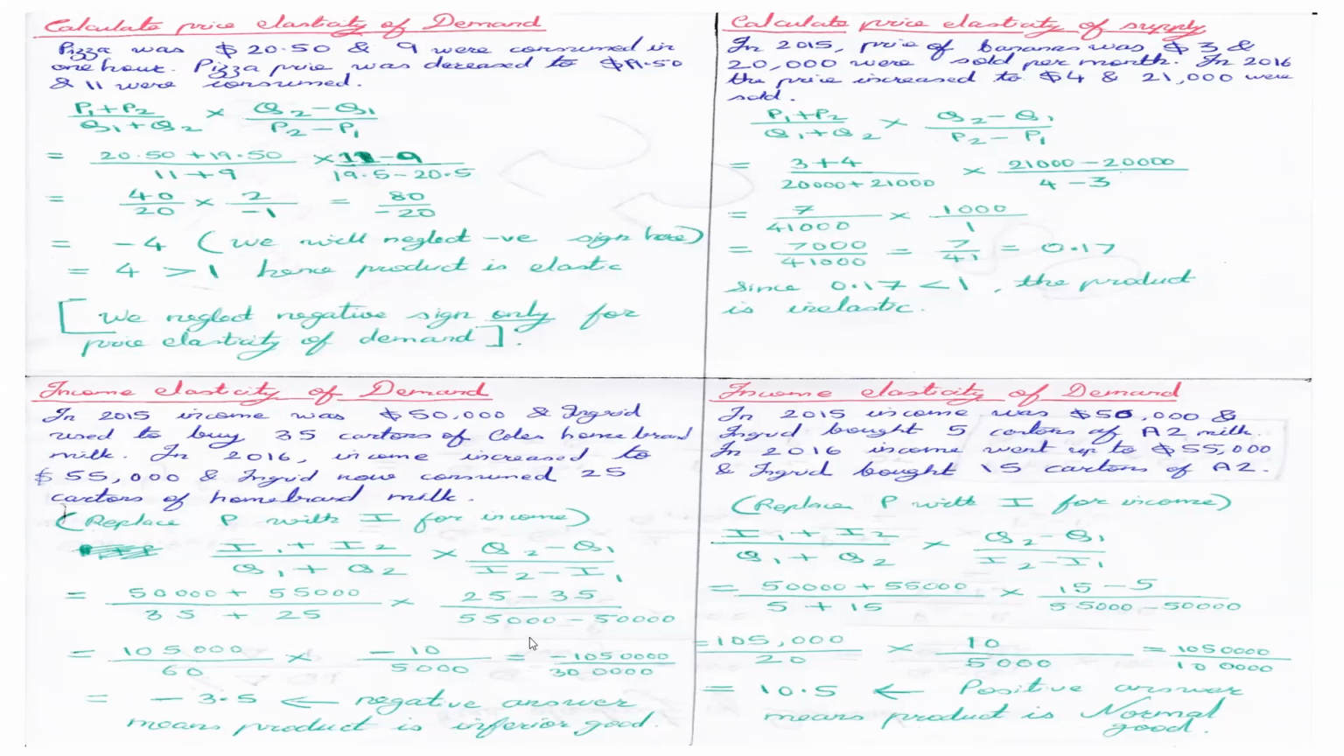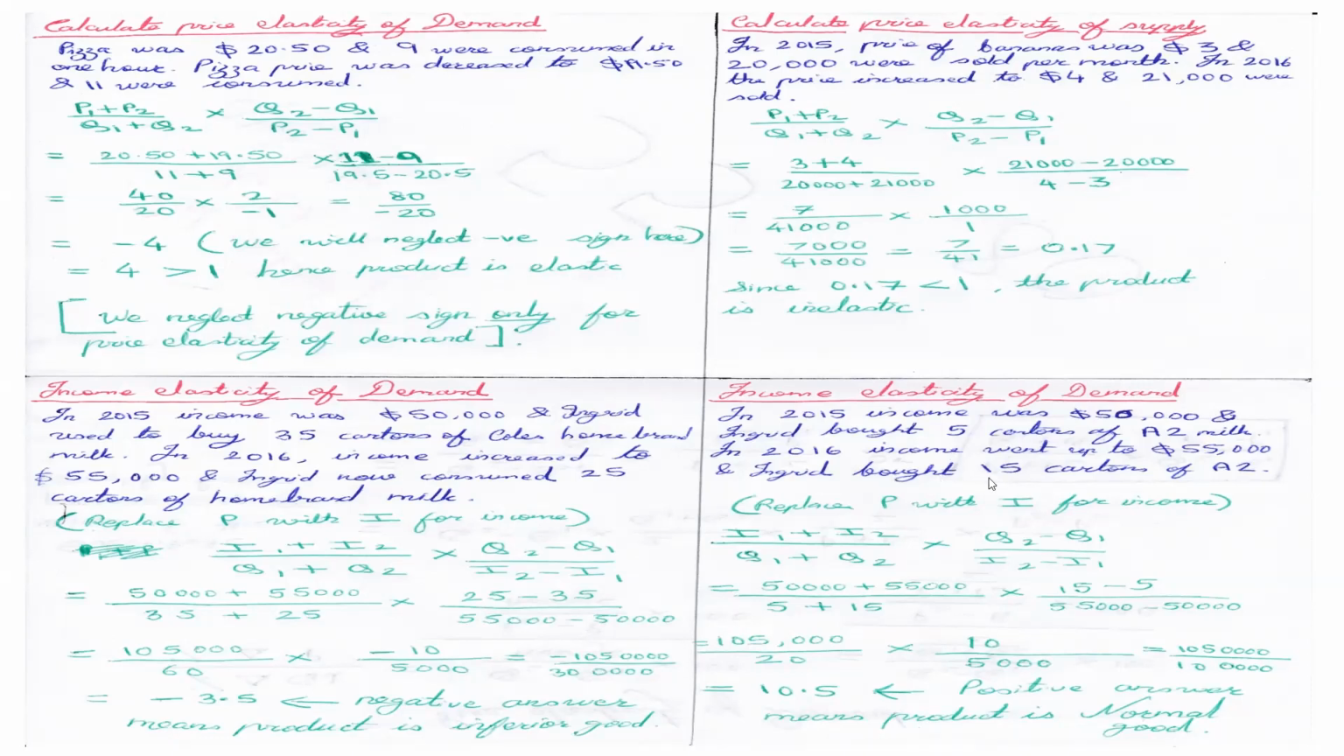You can pause the video if you're doing it along with me, and at the end you will see you get a negative answer. It is minus 3.5. Bear in mind, for income elasticity of demand, all we need to find out is whether the product is inferior or a normal product. If your answer is negative, it is an inferior product.